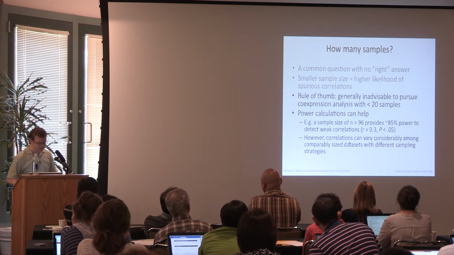You can do power calculations, and that can help, right? And you often have to do that for grant applications and reviewers. But the reality is that you can have two data sets that both have 95 samples, but they have very different sampling strategies and therefore very different correlation structures, right? So I don't use it as a hard and fast rule, basically.